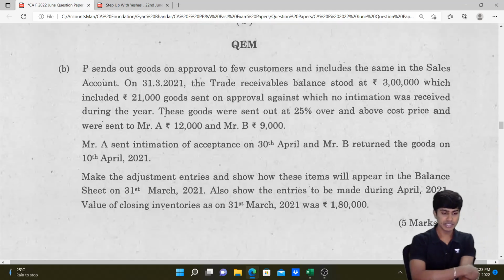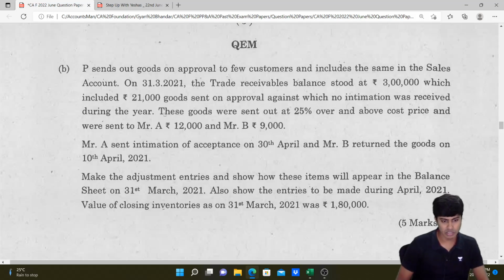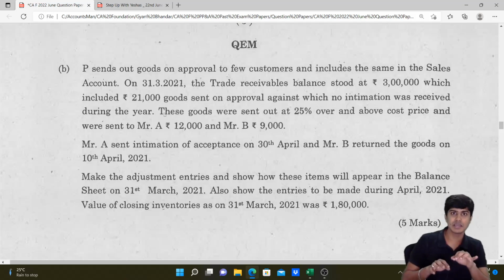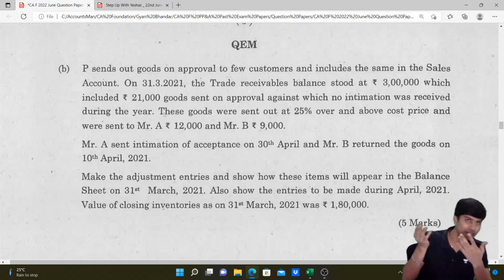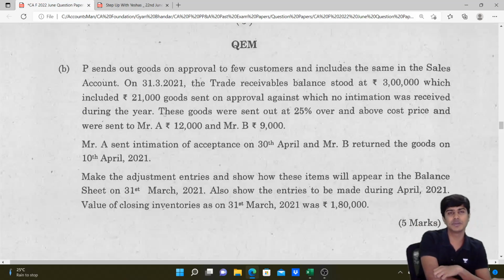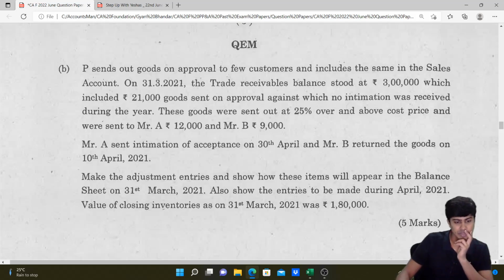Let's read it. P sends out goods on approval to few customers and includes the same in sales account. Okay. So this guy has the habit of writing sales entry when the goods are sent, not when the goods are accepted. So whenever he sends the goods on return or approval basis, at the same point he'll write the sales journal entry. He'll write trade receivable account debit to sales, or debtor account debit to sales, or that party account debit to sales. He's written the entries. Okay.